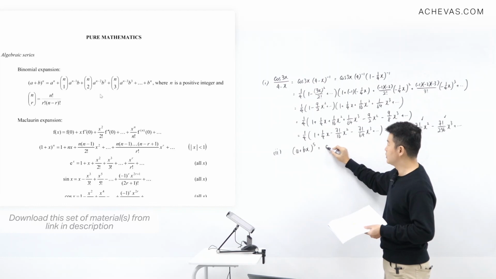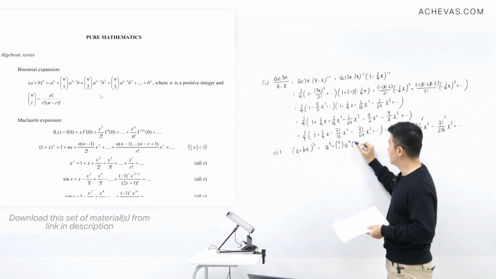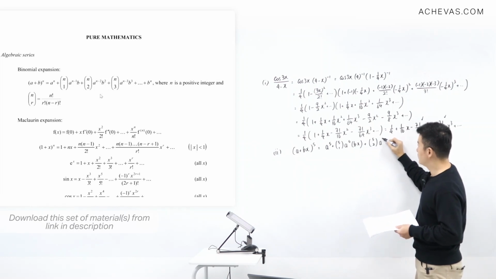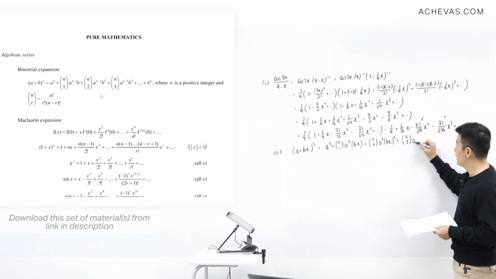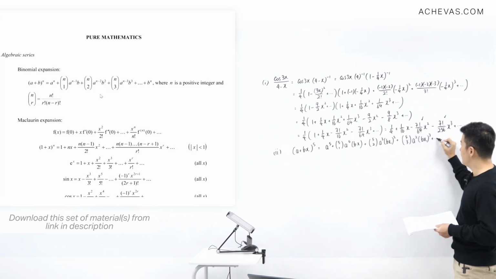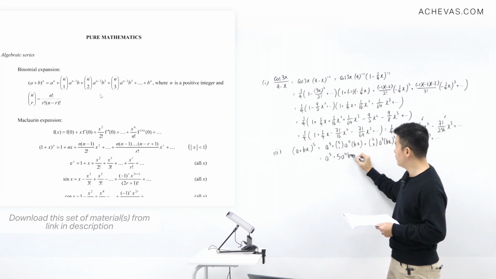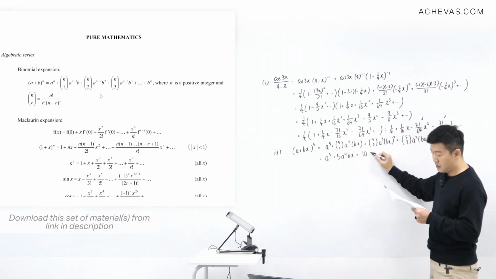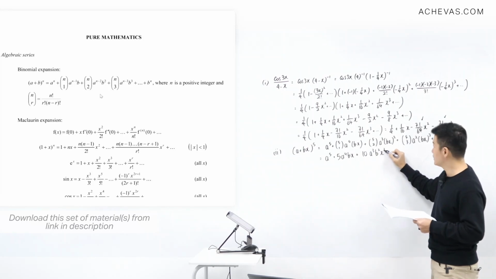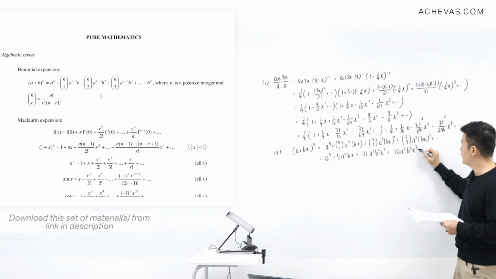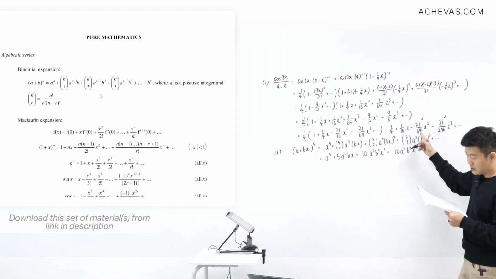So the first term is going to be equal to a to the power of 5. Then after that, 5 choose 1, a to the power of 4, bx. Then it is going to be 5 choose 2, the third term, a to the power of 3, bx squared. And the fourth term will be 5 choose 3, a to the power of 2, bx to the power of 3, and so on. So this will be equal to a to the power of 5 plus 5a to the power of 4 bx. This is 10. Then we have a to the power of 3, b squared x squared. Then this is also going to be equal to 10a squared b cubed x cubed.